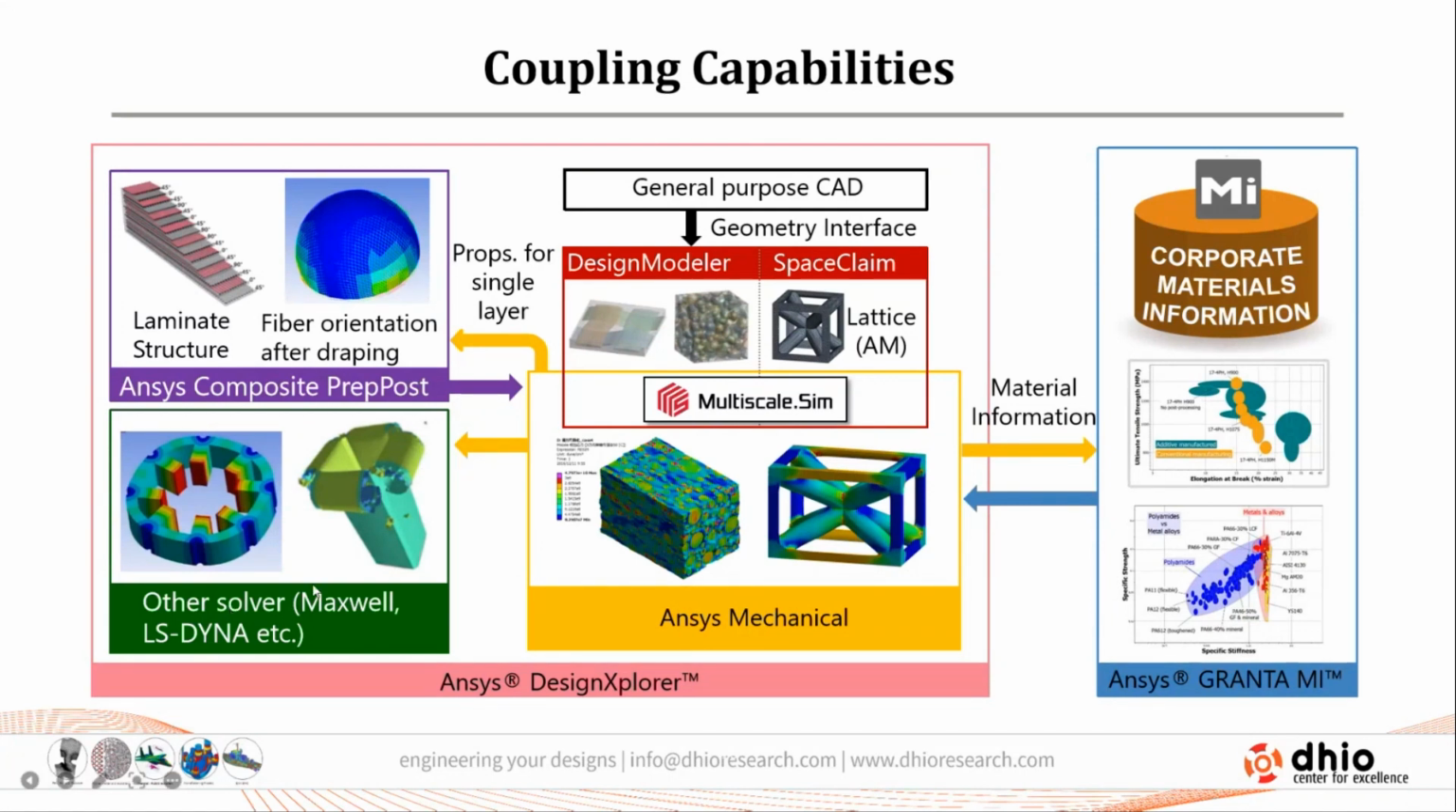can be inputted, so it can be exported to Maxwell or LS-DYNA, which are the different ANSYS applications available for performing the electromagnetic analysis. Also, the laminated structures and the fiber orientation after drafting using ANSYS Composite PrepPost can also be coupled, and it can use whatever the material property you have gathered. Apart from that, you can couple with ANSYS Granta MI, which is the material library available here.